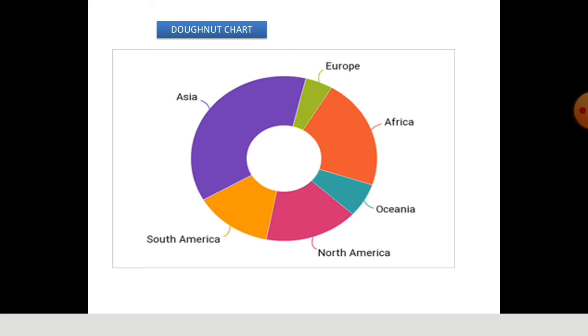Here you can see different continents are given with the different data. So when data is plotted in the circular form, in the circular ring, it is called donut chart.